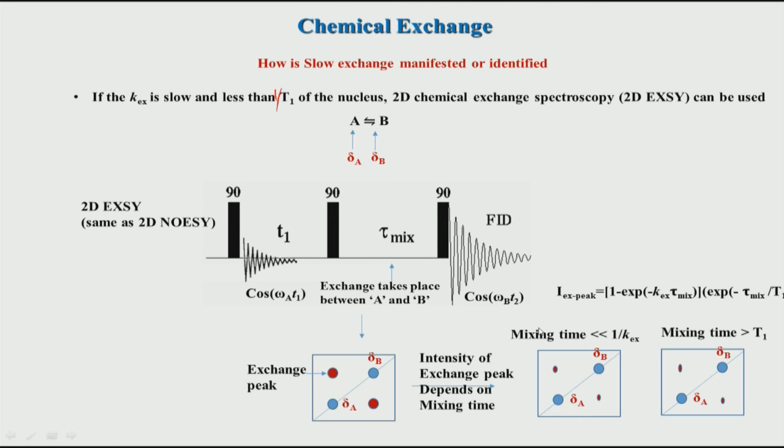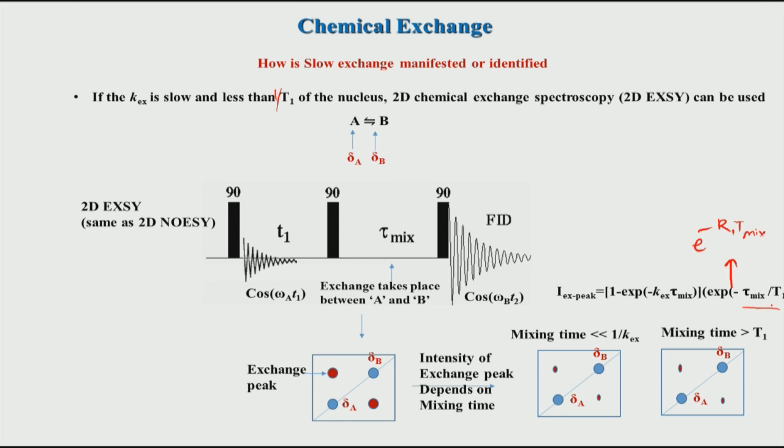So, this whole thing can now be represented by this formula here, that the exchange peak intensity depends on the mixing time and on the exchange rate. Here there is a slight error which I will correct. This is exponential of minus R1 times tau mix, which is shown here. So, the idea is that it depends on the T1.